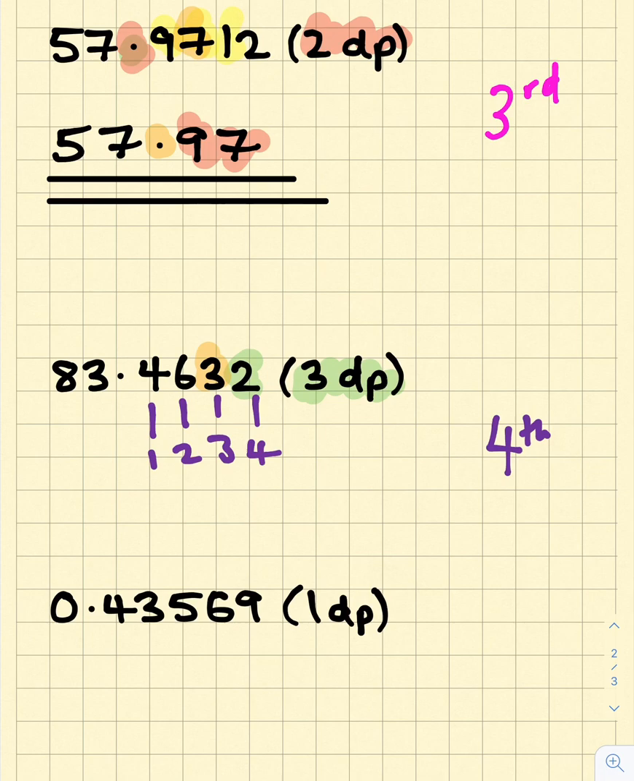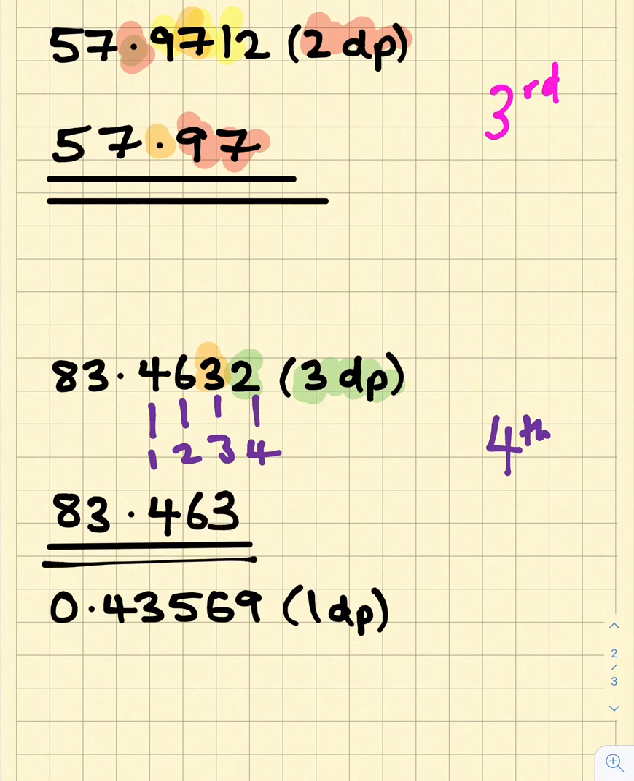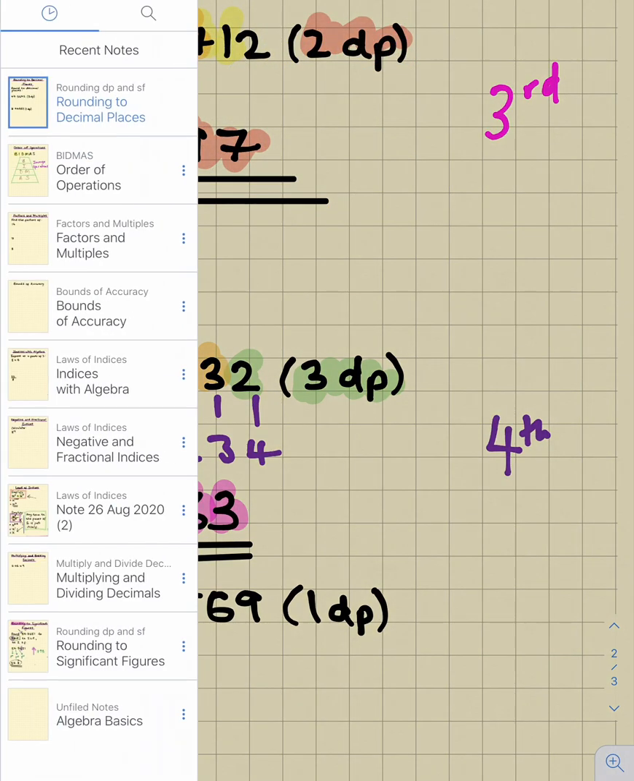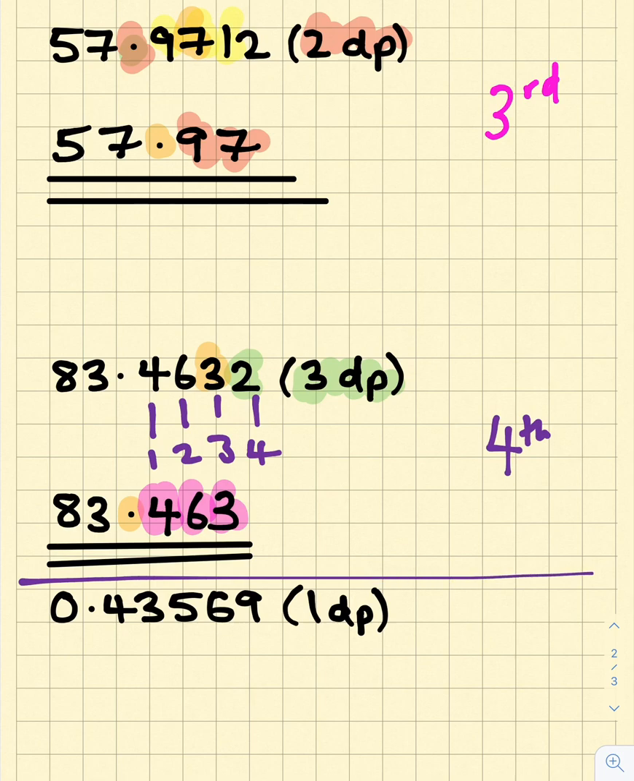Therefore, when rounding 83.4632, it is rounded down. Let's take the black pen to remain consistent. 83.463. And we can double underline our answer and commit to that. How do I know that I have rounded to 3 decimal places? Well, after my decimal point, I have 3 digits, 1, 2, and 3. Let me just cordon off this new question so we can distinguish between the different questions.